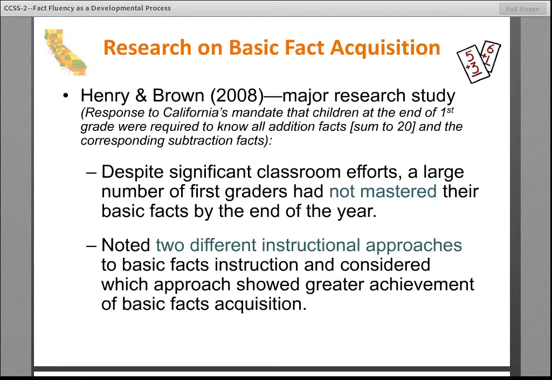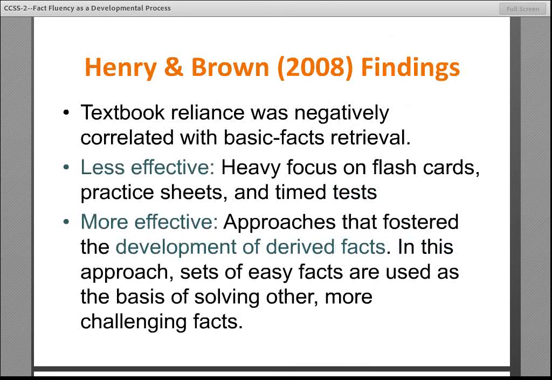The addition facts acquisition was 40%, so it was a little higher as you'd expect. The subtraction acquisition was 12.5%, but neither set of facts was even close to the mandated expectation. Henry and Brown concluded that the data raised some significant questions about the extent to which that expectation of mastery for all first grade learners for addition and subtraction was appropriate for first grade. And so you'll notice that the Common Core authors examined that and moved that expectation to the end of second.